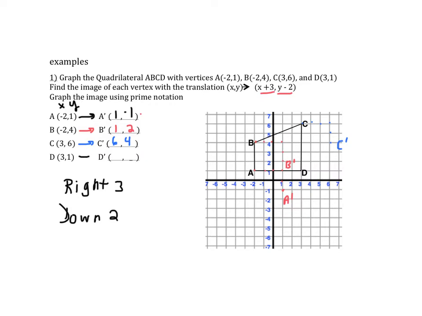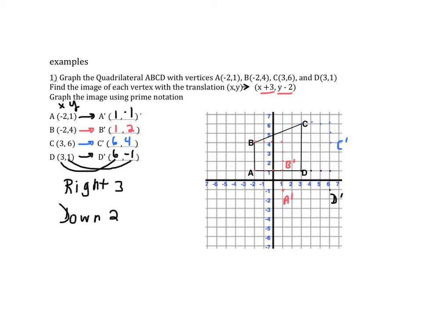And then finally, point D. Put your pencil point on point D, and then go to the right 3, 1, 2, 3. Down 2. And that's where D prime should be. And its coordinates are (6, -1). So you can see I added 3 to the x value, subtracted 2 from the y value.